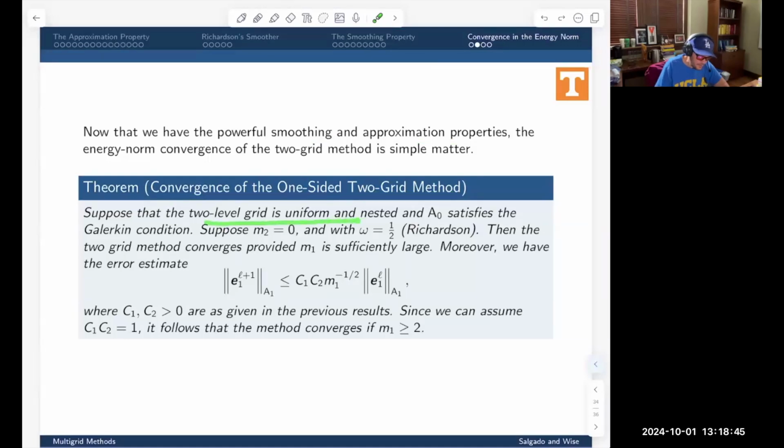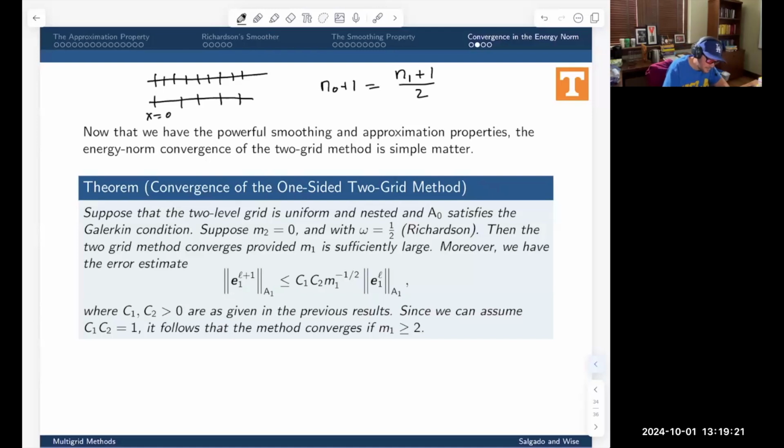Suppose that the two-level grid is uniform and nested. So remember what that means. That means in our case that n0 plus 1 is equal to n1 plus 1 over 2. And we're using a uniform grid. So we can put the fine grid up above, and the fine grid is just a bit finer, right? Now they're covering the same domain, x equals 0 to x equals 1. But just keep in mind, that's what we mean by saying that the two-level grid is uniform and nested.